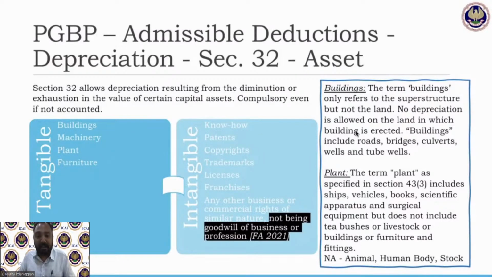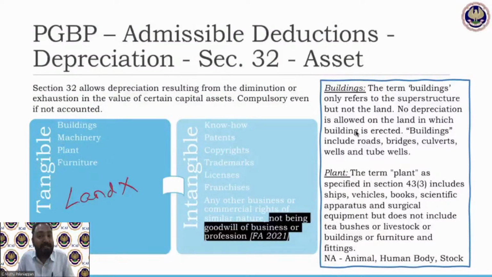So what do you mean by tangible assets? Typically, tangible assets are something which can be touched and felt. It has a shape, it has a design, it has a structure. It is physically visible in front of you. That is what is called a tangible asset. So what are all the listed tangible assets? Building, machinery, plant, furniture. Please understand what is not listed here.